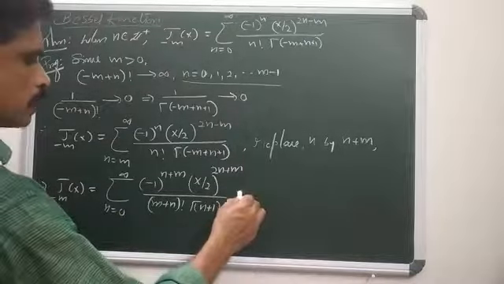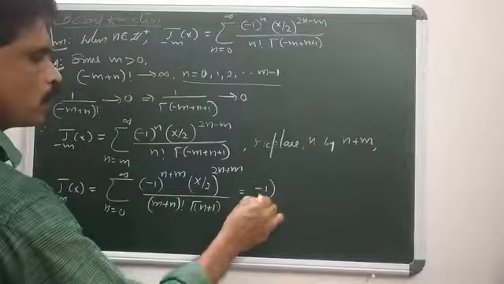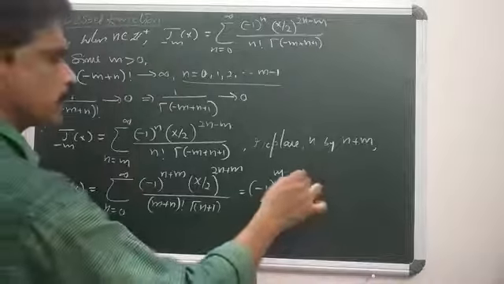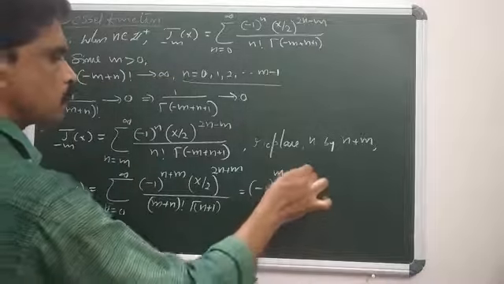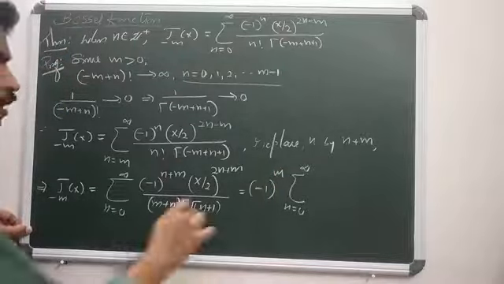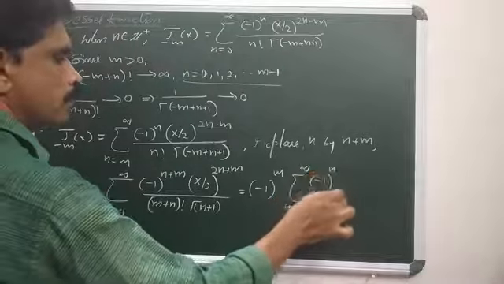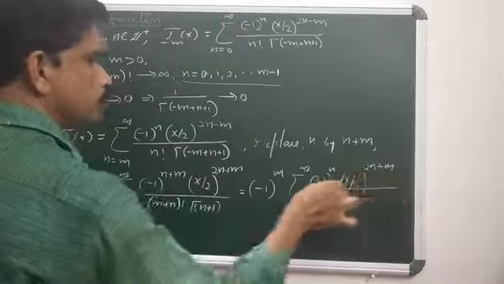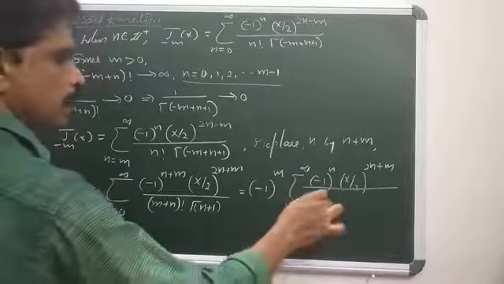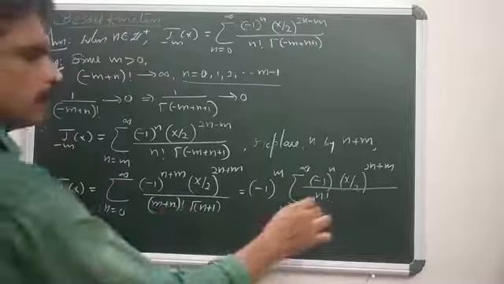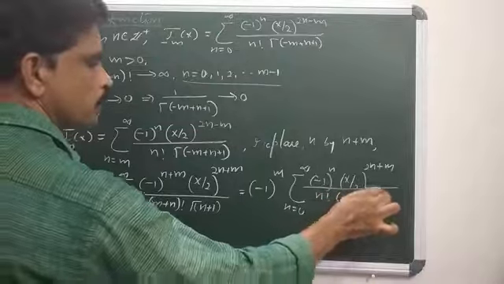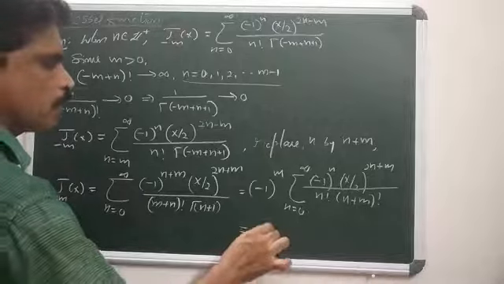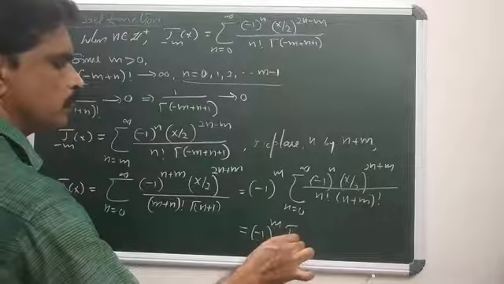So this can again be rearranged as (-1)^m times the sum over n from 0 to infinity of (-1)^n (x/2)^(2n+m) divided by n! times (n+m)!. What is actually that sum? That is J_m(x). That equals (-1)^m J_m(x).